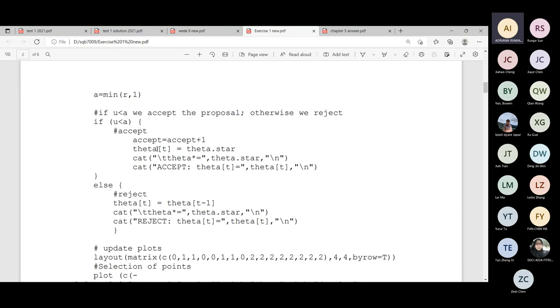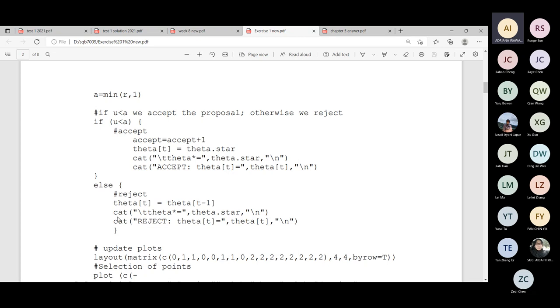Okay, so here we accept. Then your new theta is your proposed theta, right? And then we say here, accept. What is this? Accept equals accept plus one. You start with accept equal to zero, then you want to count how many accepted values there are. Then you put accept equal to accept plus one because you want to do a loop. Every time there is a new acceptance, you add one, right?